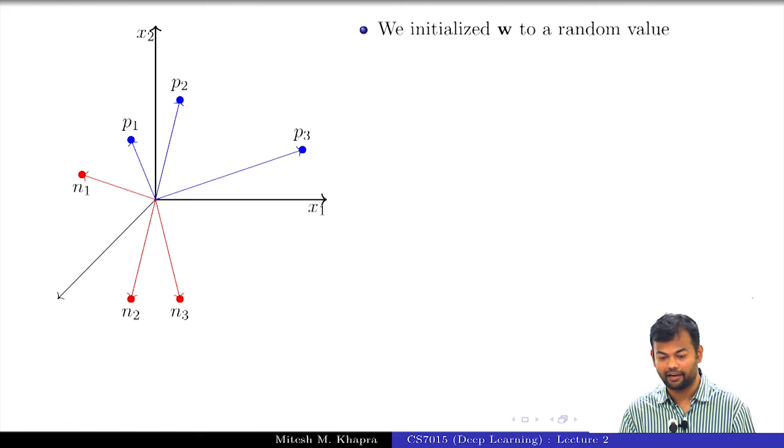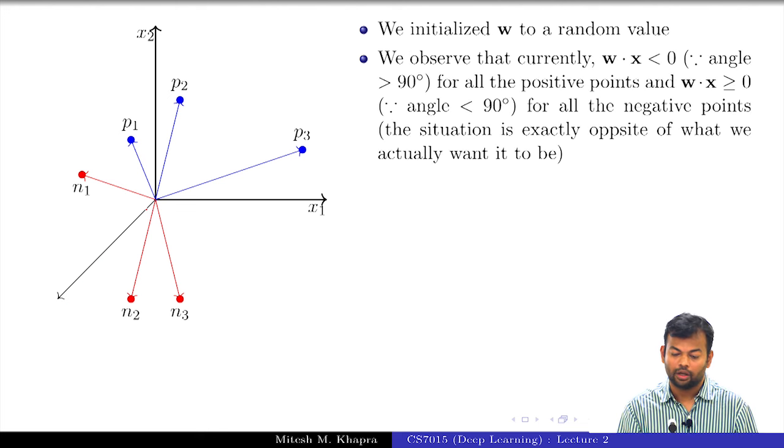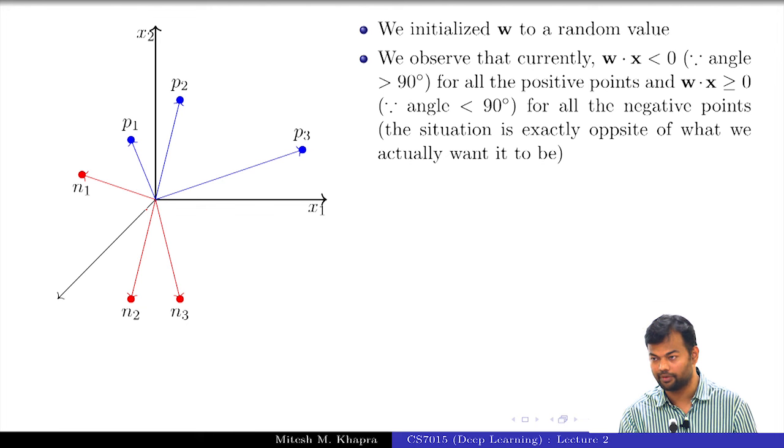So this is the toy data set we have, and we have initialized W to a random value. I just picked some random value for W and ended up with this particular configuration. Now we observe that currently W transpose X is less than 0 for all the positive points, and greater than or equal to 0 for all the negative points. If you don't follow W transpose X, it just means all the positive points actually make a greater than 90-degree angle, and all the negative points make a less than 90-degree angle. So this is exactly the opposite of the situation that we want. From here on, we want to run the Perceptron algorithm and try to fix this W.